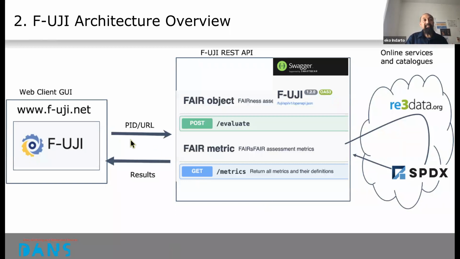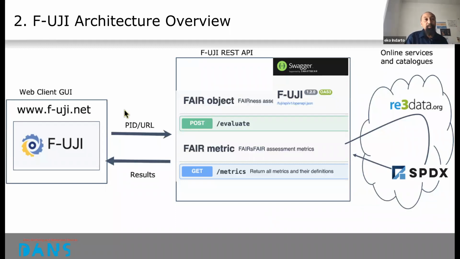In general, this is what F-UJI's architecture looks like. In short, when a user fills in the form in the graphical user interface with a research data object, such as a DOI, and then they click the Start FAIR Assessment button, it will send a request as a POST request to the F-UJI API, as it is shown in the diagram.